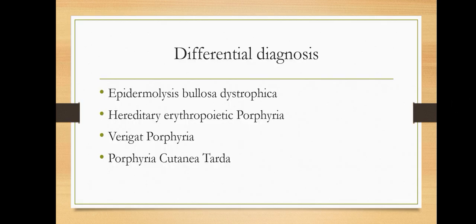Differential diagnosis includes epidermolysis bullosa dystrophica, hereditary erythropoietic porphyria, variegate porphyria, and porphyria cutanea tarda.